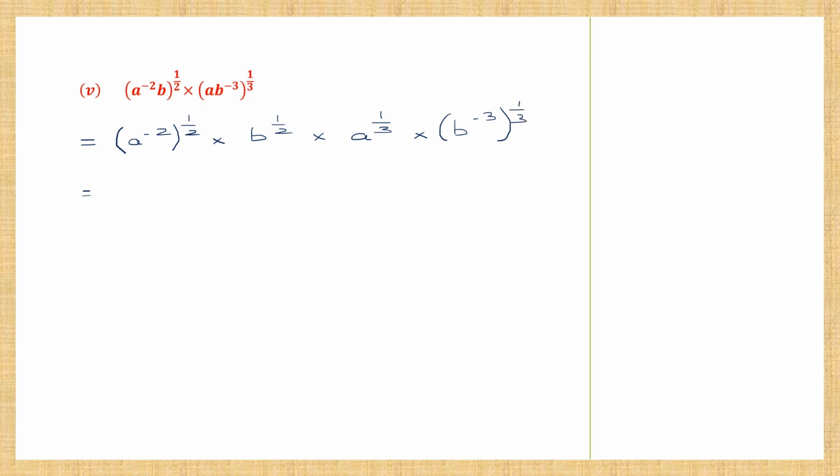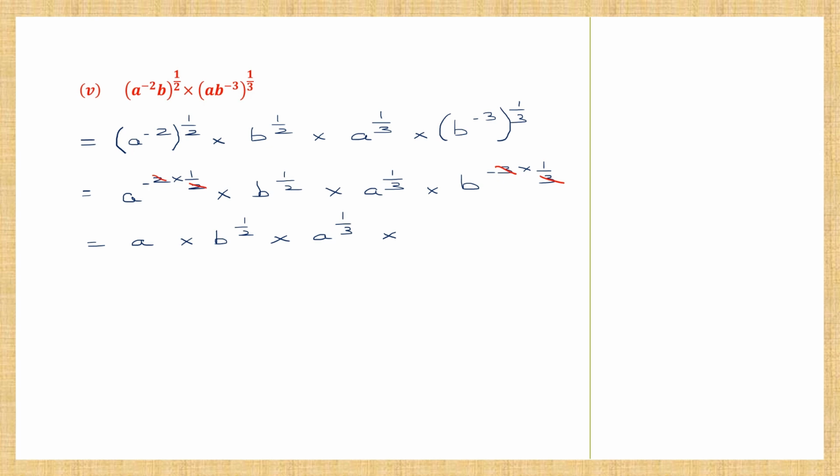So using the power law, this will be a to the power of minus 2 into 1 by 2. This will be b to the power of 1 by 2 into a to the power of 1 by 3 into b to the power of minus 3 into 1 by 3. Now here what can we cancel? We can cancel 2 and 2 and 3 and 3. So what is left here is a to the power of 1, which is a, into b to the power of 1 by 2 into a to the power of 1 by 3 into b to the power of minus 1.